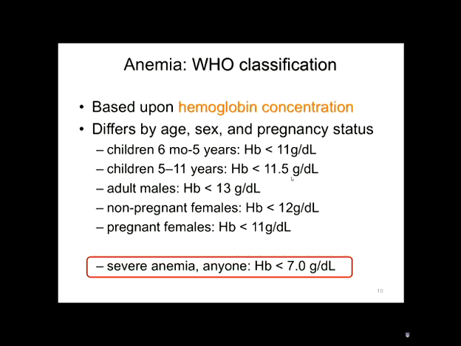And of course, as I already mentioned to you, adult males, their cutoff is a little bit higher because they generally run higher hemoglobin levels. No matter who the patient is, a child, adult, male, female, if the hemoglobin drops below 7, it's characteristic of severe anemia. Any patient. 7 or below, severe anemia, okay? So that's a useful number to keep in mind.